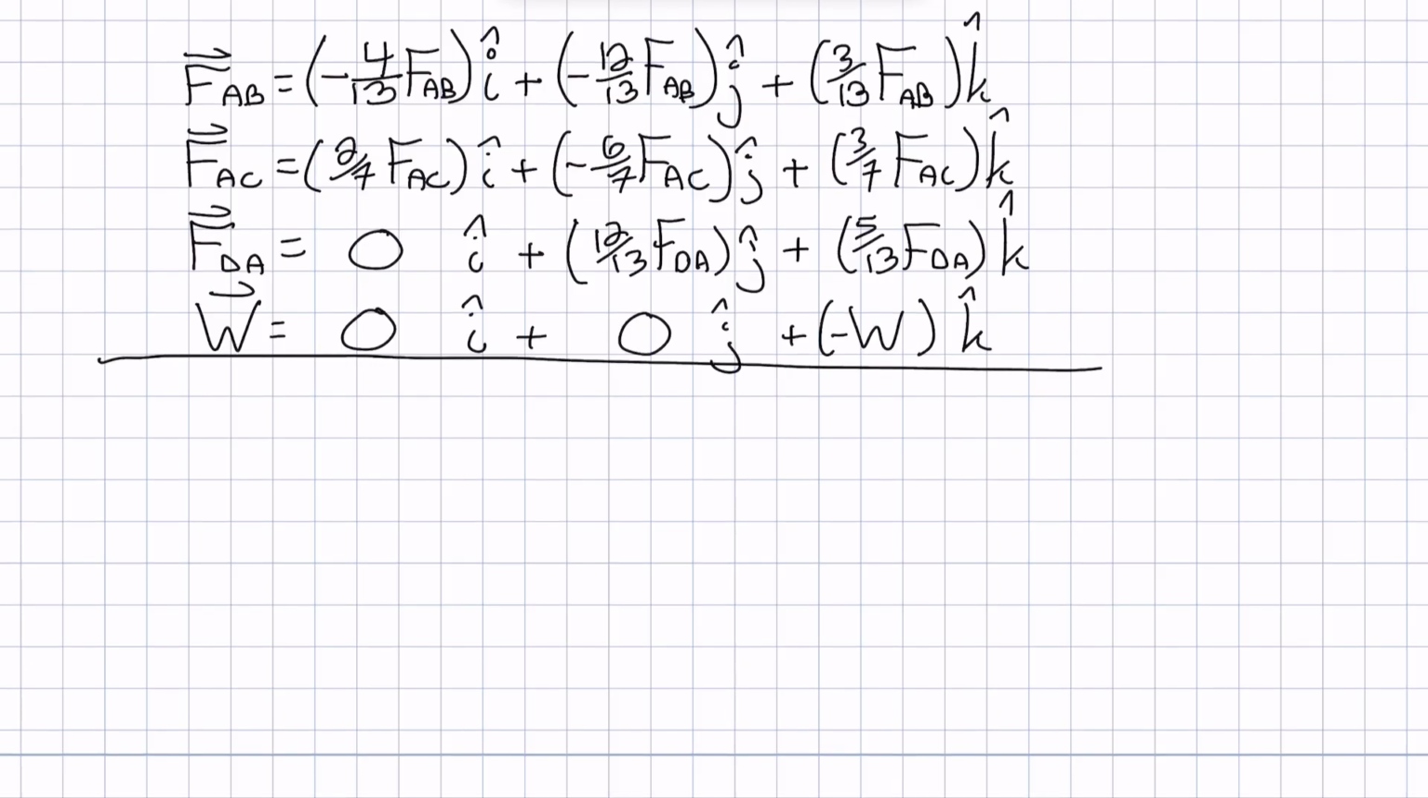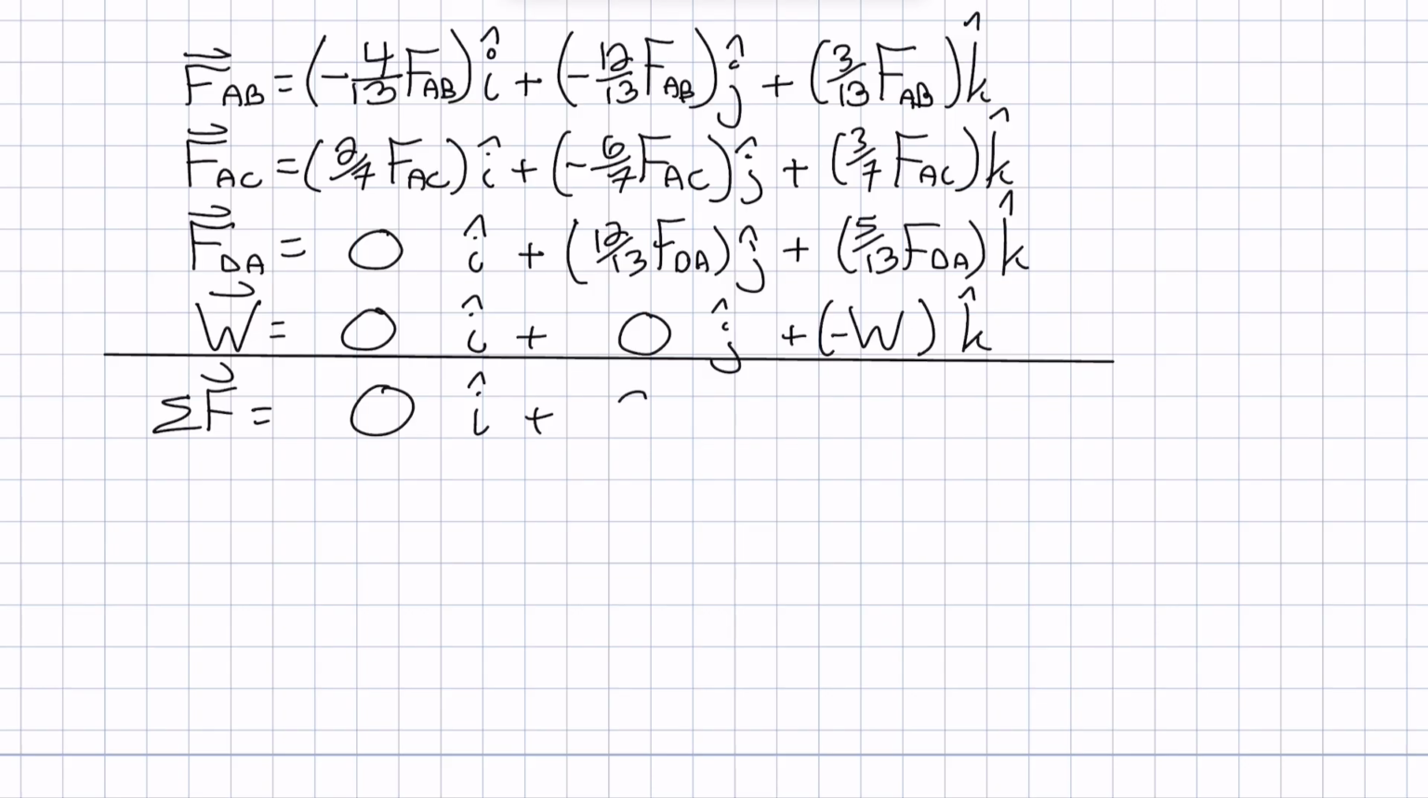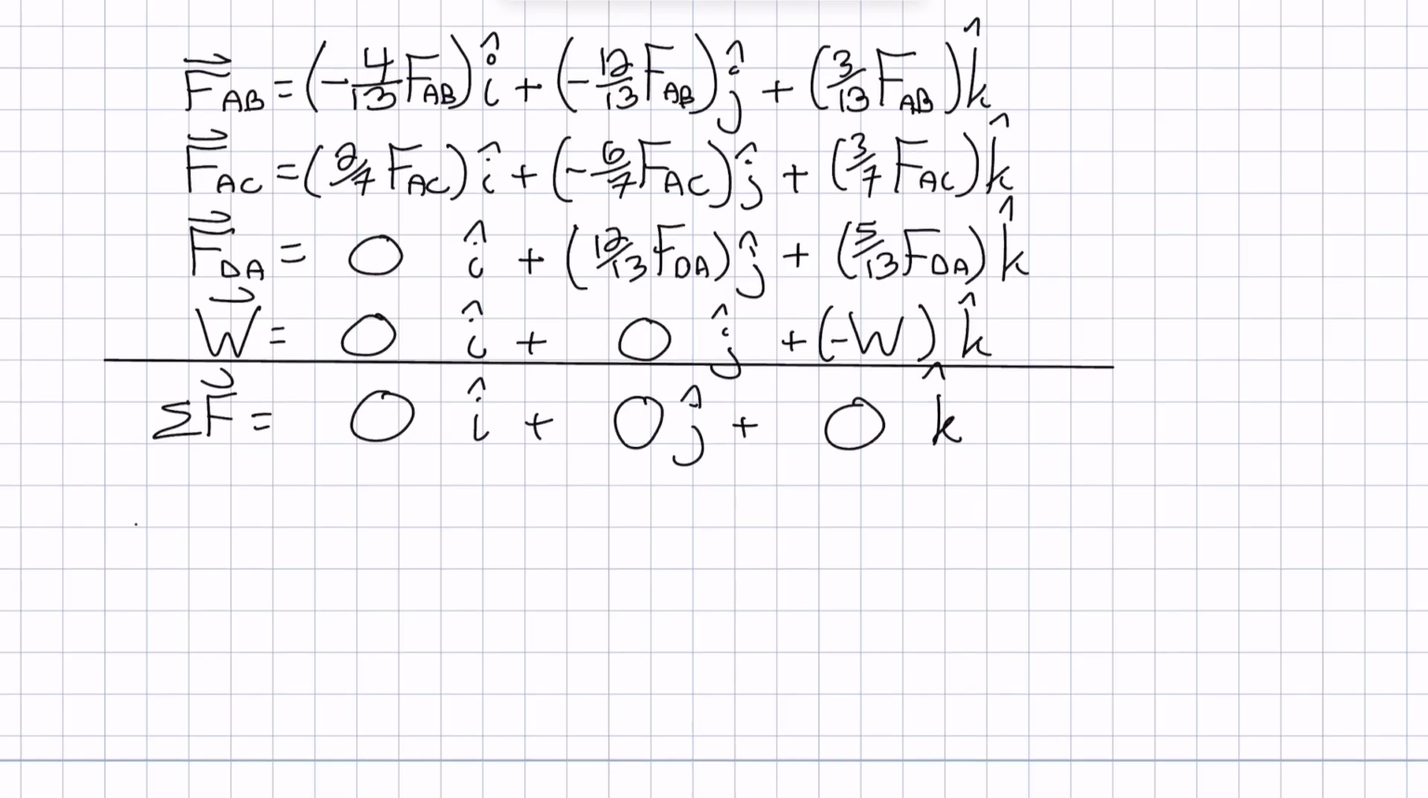Now, once I have all these forces, we know the object's in static equilibrium. So all the forces have to add up to 0. So each component, the x, y, and z, is going to sum up to 0. This is going to allow us to write a couple of equations to solve. We can start with the x components. So I'm just going to add up everything in the i hat column and set it equal to 0. This is going to give me one equation I can use.